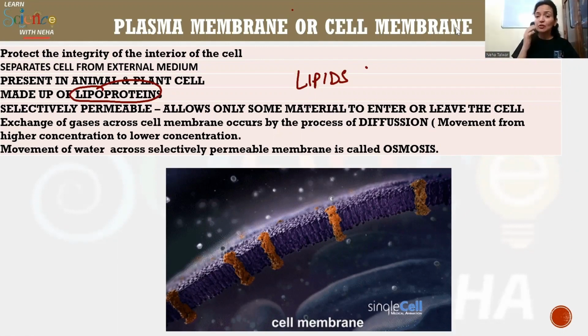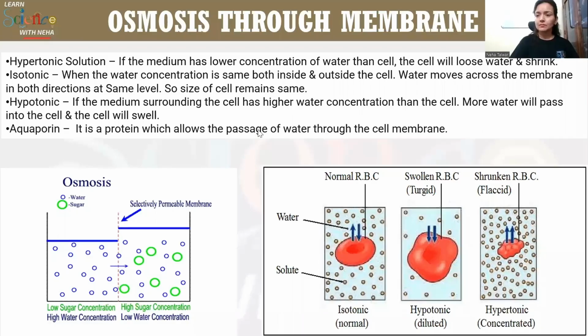Number 4, if you talk about two terms, diffusion and osmosis. Through the cell membrane, gases will diffuse, oxygen will move in, carbon dioxide will move out. At the same time, liquids are also moving in and going out. So exchange of gases occurs by diffusion, whereas exchange of liquid occurs by osmosis. Now let's do osmosis in a bit more detail.